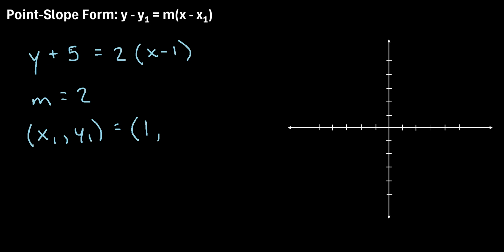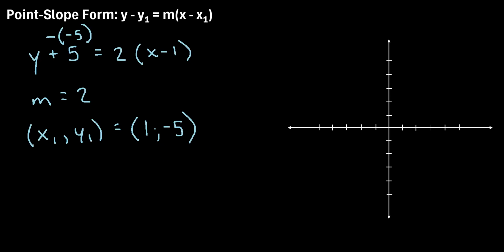and the y1 is the number right here being subtracted from the y. So in this case, we have y plus 5. We can imagine that's the same as y minus a negative 5. So really what we're subtracting is a negative 5. So y1, that's going to be negative 5. So we have the slope of the line and we have coordinates of a point on the line. So that's all we need to graph this line.